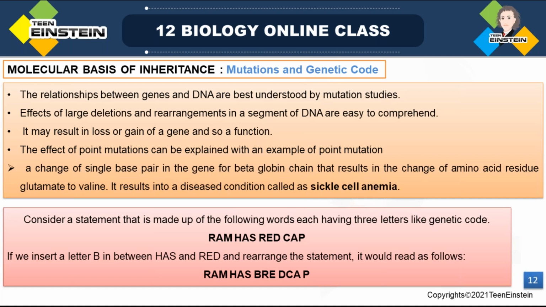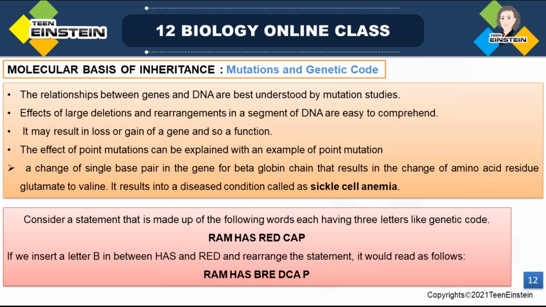Hope you have heard about sickle cell anemia. In sickle cell anemia, a change of a single base pair in the gene for the beta globin chain results in the change of an amino acid. So in sickle cell anemia, a single base is getting changed, in the beta globin chain, and that change results in the change of amino acid.